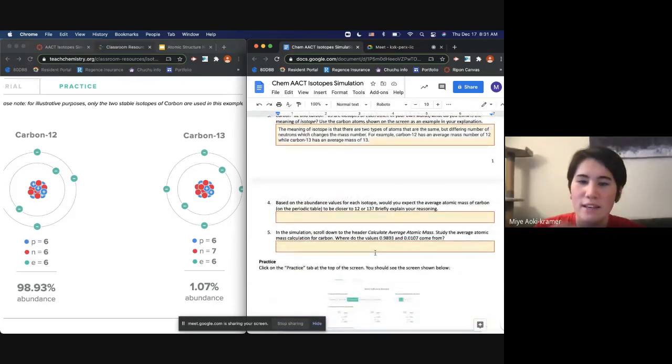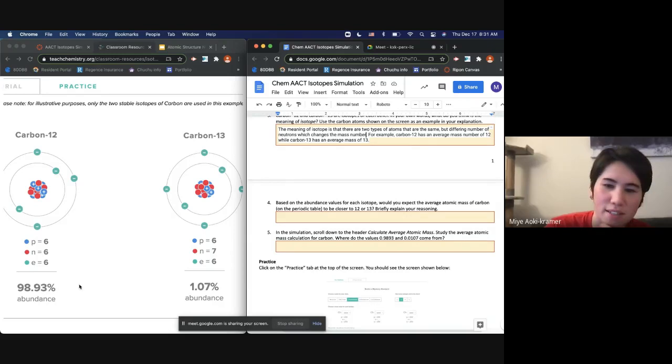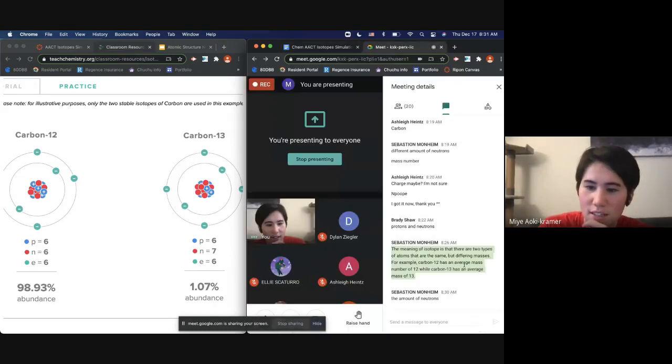And then based on the abundance values for each isotope, would you expect the average atomic mass of carbon on the periodic table to be closer to 12 or 13? And why? So looking at our percent abundances, would the mass on the periodic table be closer to 12 or closer to 13? So in the chat, since it's only a little bit of writing, I hope we'll have a couple more people say what they think. So what do you think, 12 or 13? Is it going to be closer to 12 or is it going to be closer to 13?